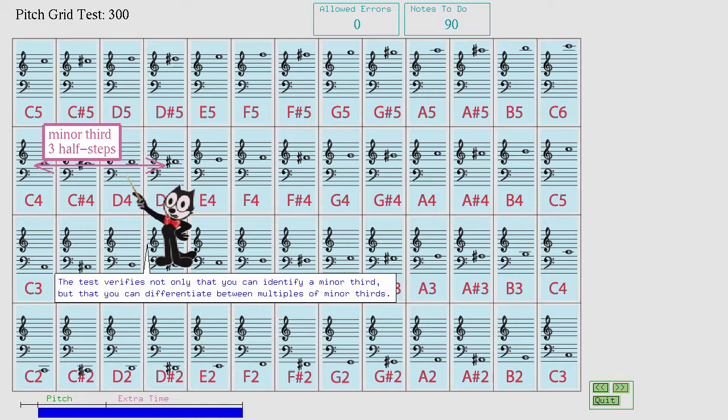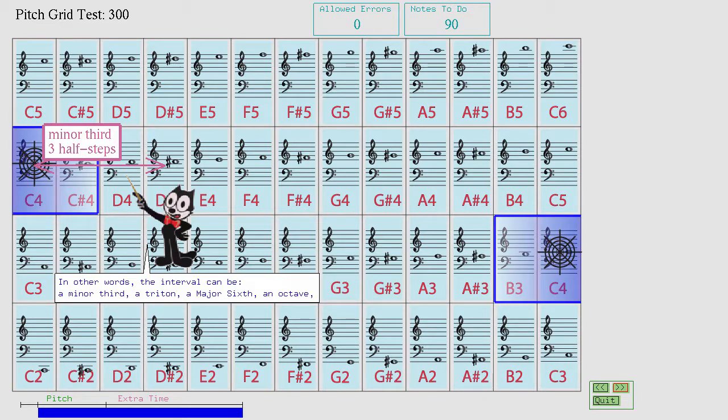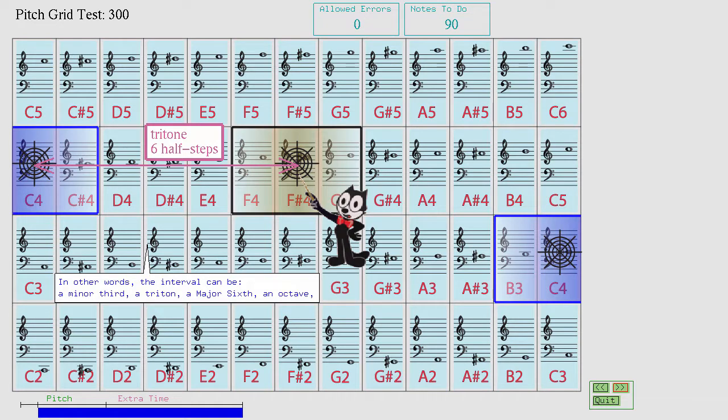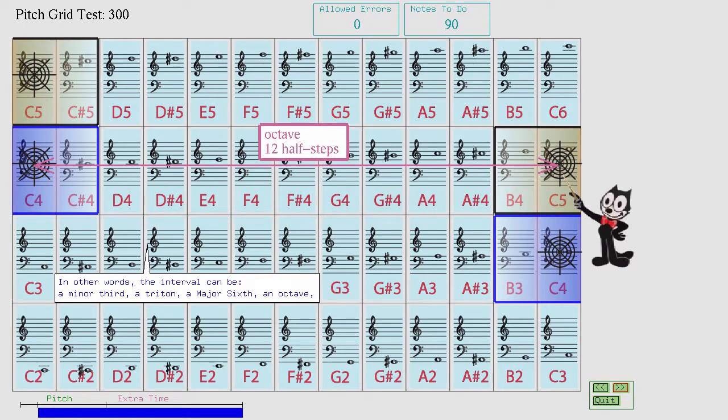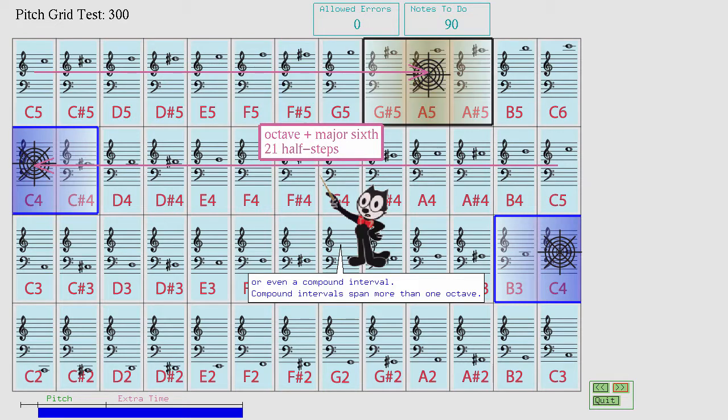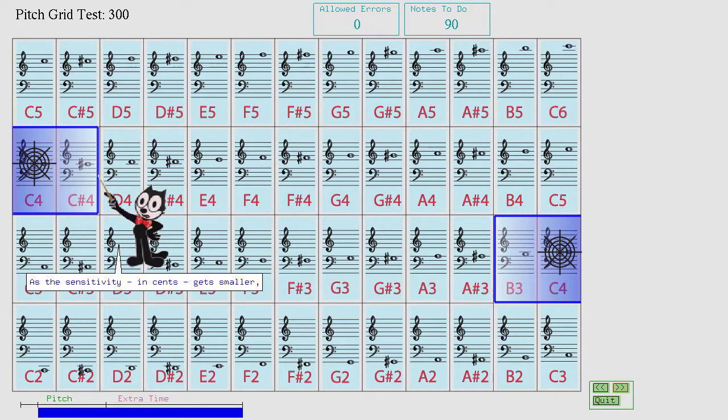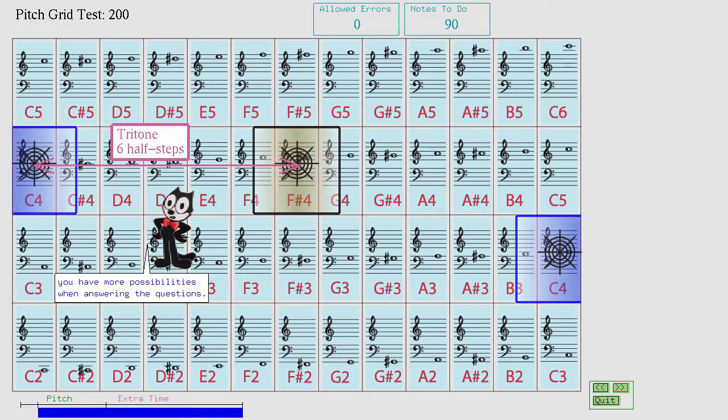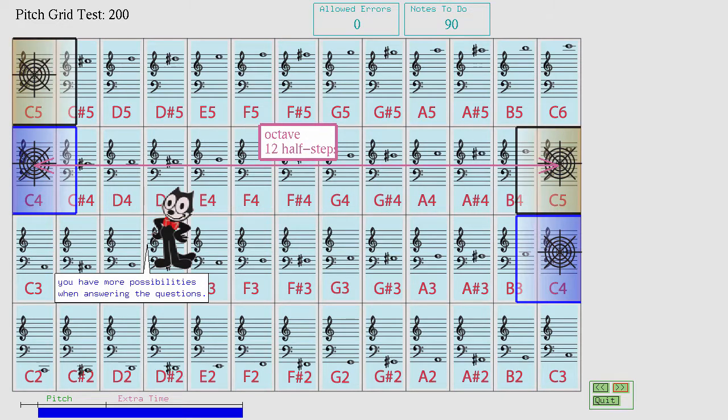The test verifies not only that you can identify a minor third, but that you can differentiate between multiples of minor thirds. In other words, the interval can be a minor third, a tritone, a major sixth, an octave, or even a compound interval. Compound intervals span more than one octave. As the sensitivity gets smaller, you have more possibilities when answering the questions. Thus, listening requires a sharper differentiation of tone distances. This usually leads to longer answer times. To overcome this, keep practicing.